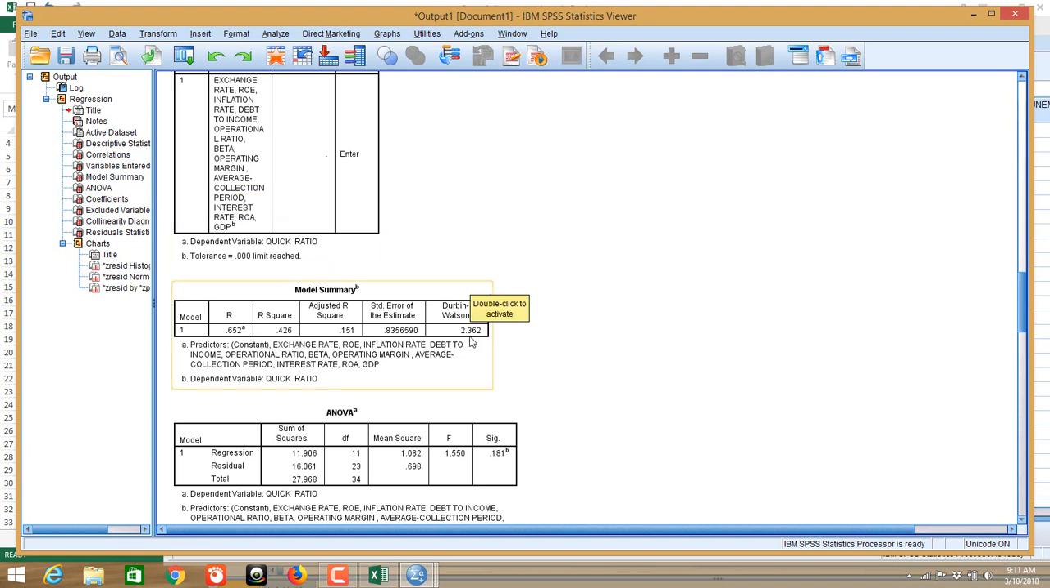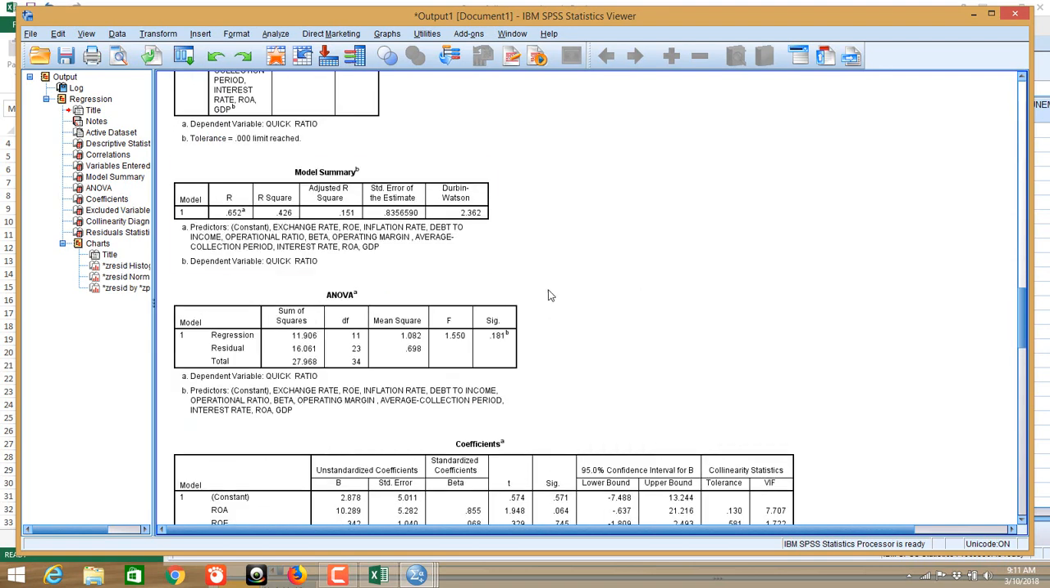Okay, so your Durbin-Watson rule: it should not be more than 3, and it should not be less than 1. That is the Durbin-Watson rule. I'm not going to emphasize much here. When you study for a master's degree, you will learn all this automatically.